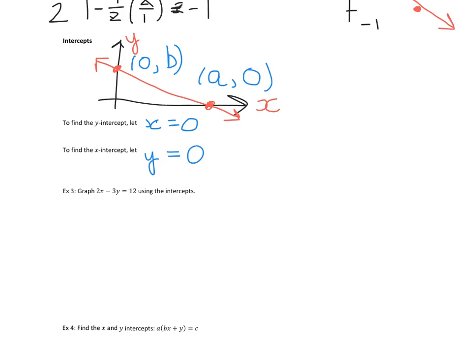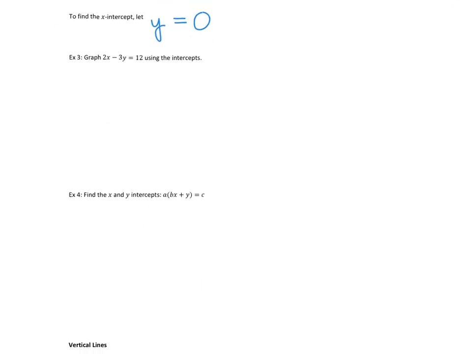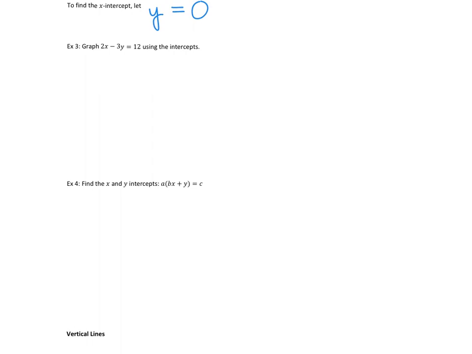All right, so let's practice. We're going to graph 2x minus 3y equals 12 using intercepts. All right, so one way to do that is when we're making our xy table, is just to know we're going to be doing this. All right, so again, when we figure out this y value, this is going to be our y-intercept. When we figure out this value, this is going to be our x-intercept.